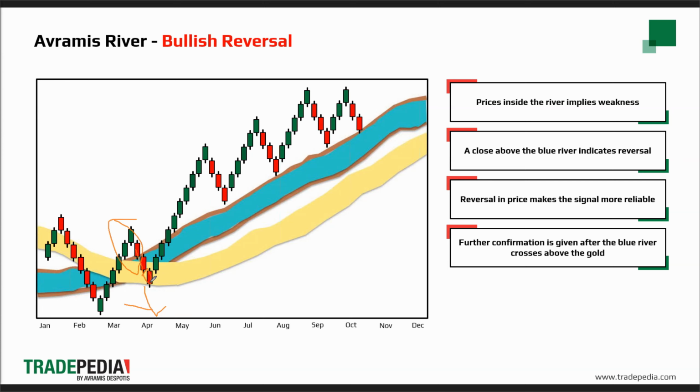But sometimes you have to take a look, there's a crossover here, so it's a bit different. So reversal in the price makes the signal more reliable. So all the corrective waves and all the trending waves, this is where you find your respective entry, your stop loss, and your selling prices. Okay.